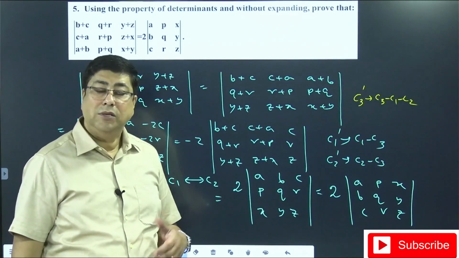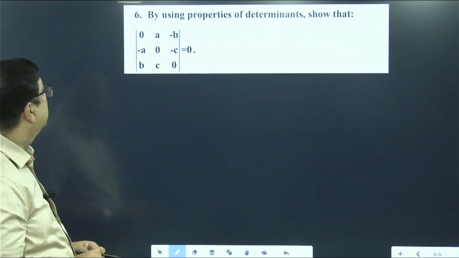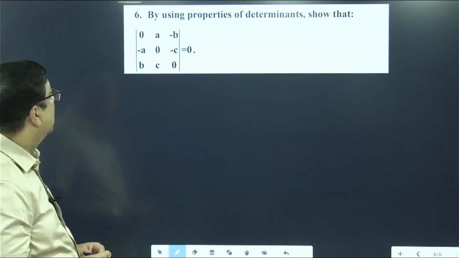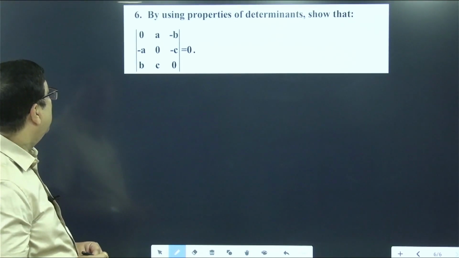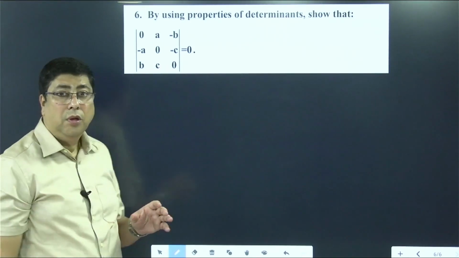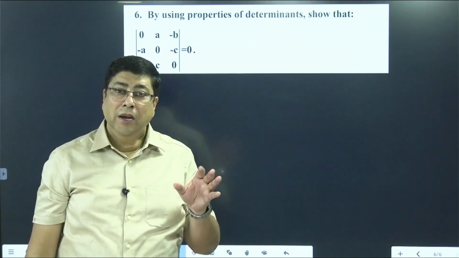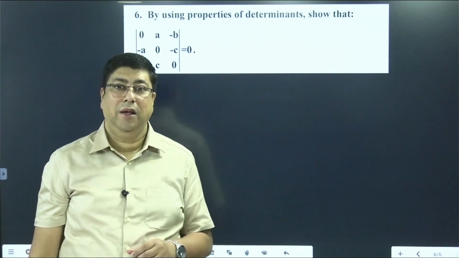So, let us go to the next sum. Next sum, sum number 6. Here we have to apply that, we have to make it 0. The answer is coming 0. It is better if we can show any two rows or any two columns are identical.